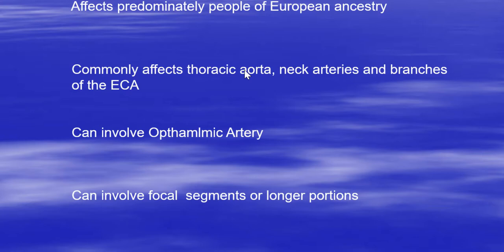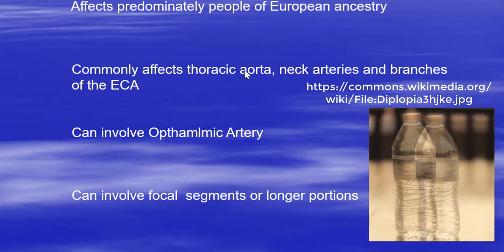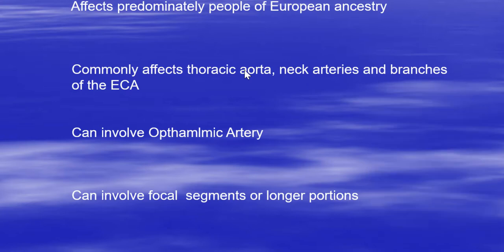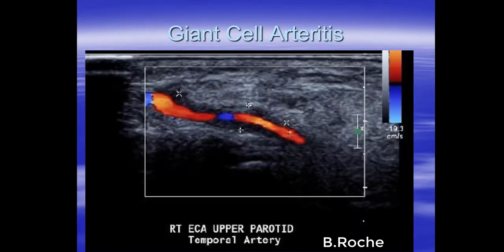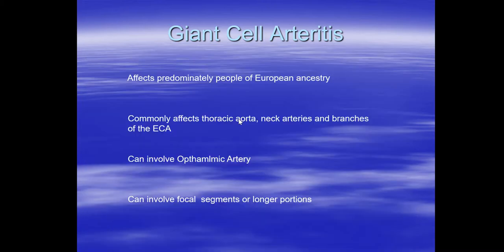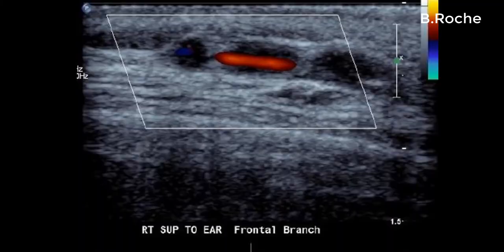A lot of them will present with eye symptoms. They can present with diplopia or amaurosis fugax, which is a temporary loss of vision in one of their eyes. And it can also just involve focal segments of the artery, as well as longer portions. That can be a problem when you're doing biopsies on the arteries, because they can end up with what they call skip lesions, which are just little short segments of the artery that are actually involved, and if they don't biopsy the correct point of the artery, they may actually misdiagnose it.